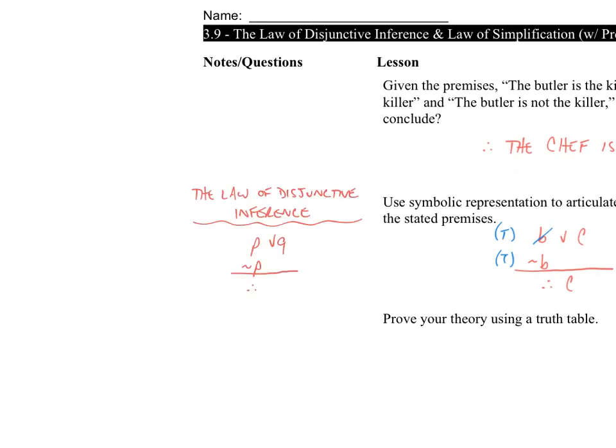If you're given a disjunction that's true, and then you're told that one element of that disjunction is false, then the other element must be true. And that's the big law, the law that we're actually going to use moving forward.